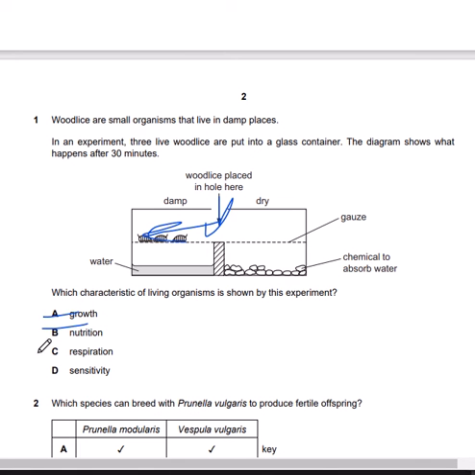Growth, nutrition, respiration must be eliminated. Sensitivity is the only answer. It's because sensitivity is the ability to detect a stimulus and have the appropriate response. So the appropriate response of the woodlice was moving into the damp environment where they're most capable of living in.